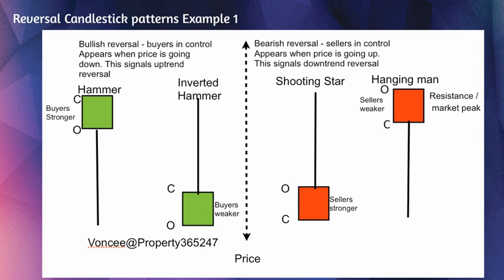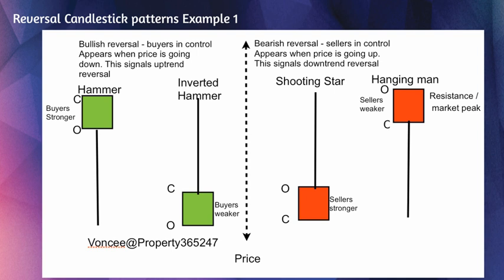Then we've got an inverted hammer, where the buyers are actually weaker than in the hammer pattern, because as you can see, the body is at the bottom of the wick, and in the other one, the body is at the top of the wick. So this is a bullish reversal. This normally happens when the price is going down. So when you see this, just know that the price was going down, and now the price is actually going up. Then you've got a bearish reversal pattern.